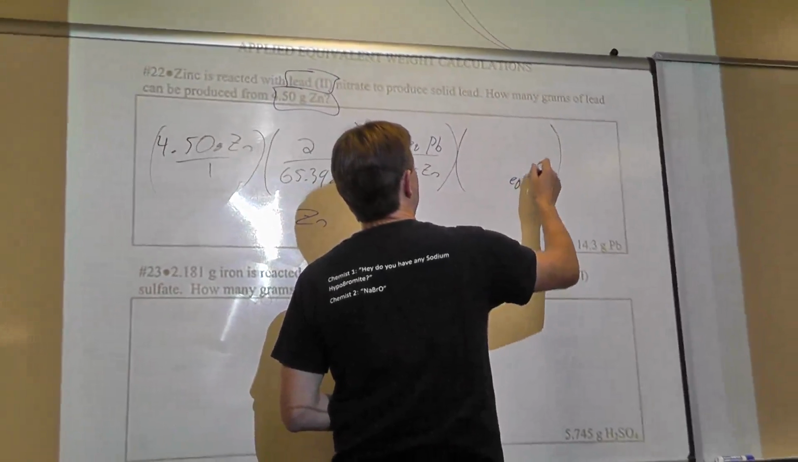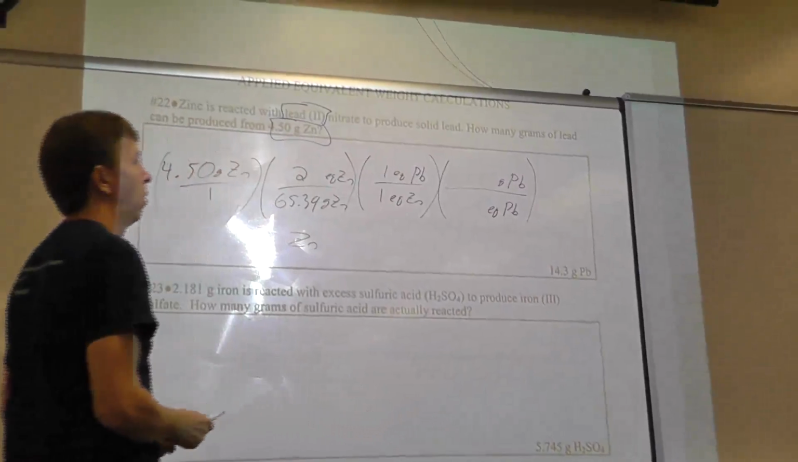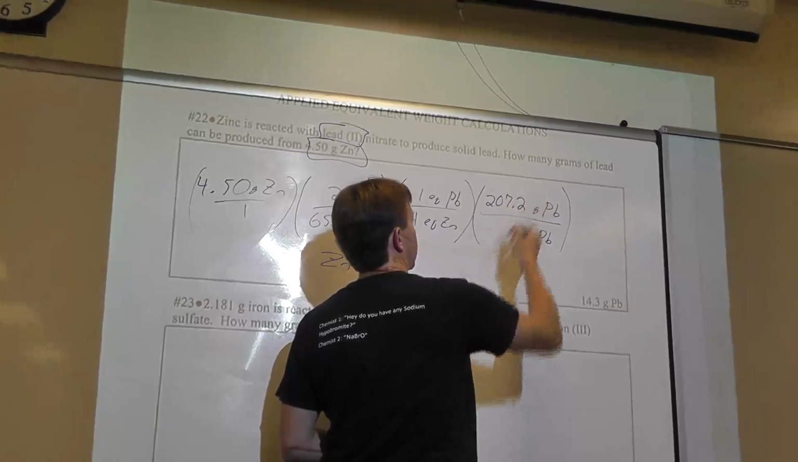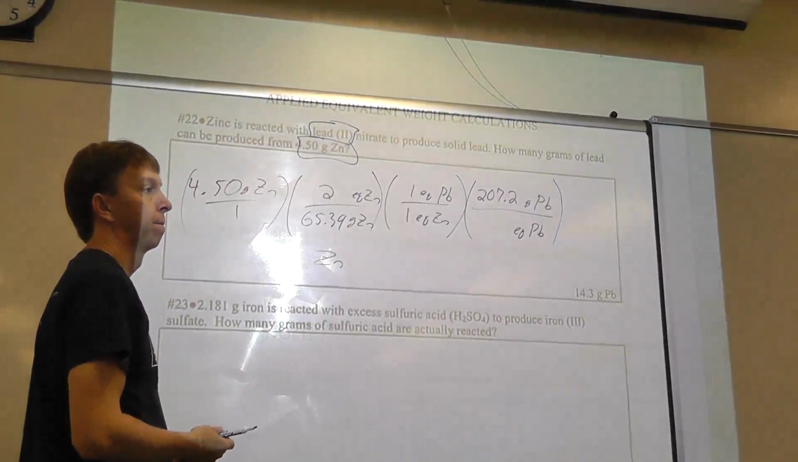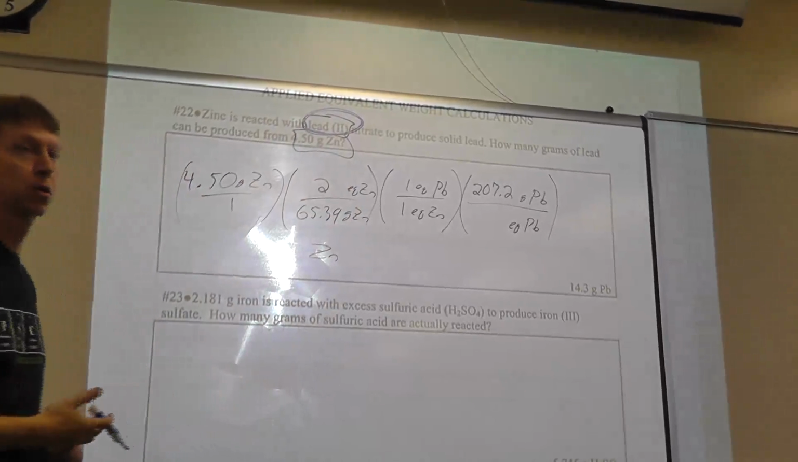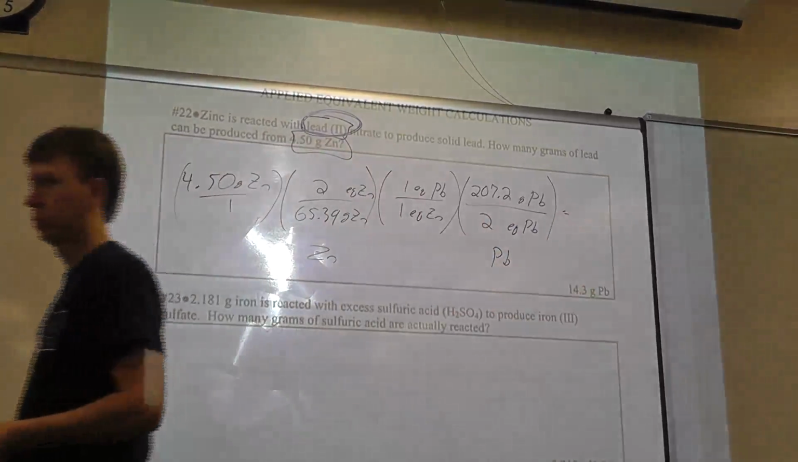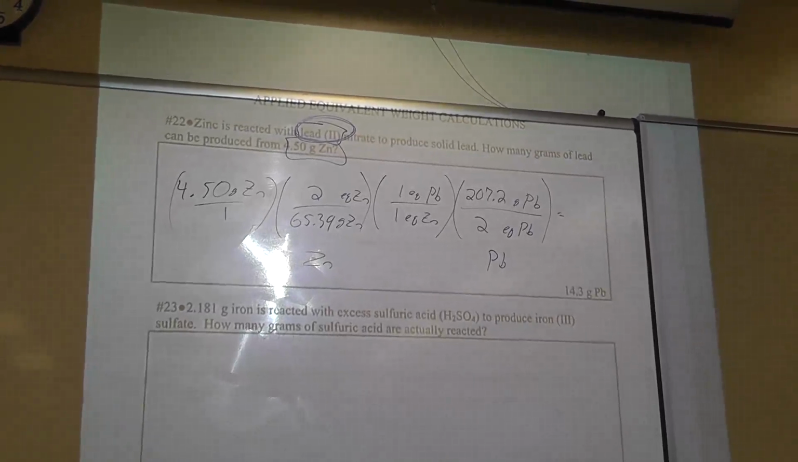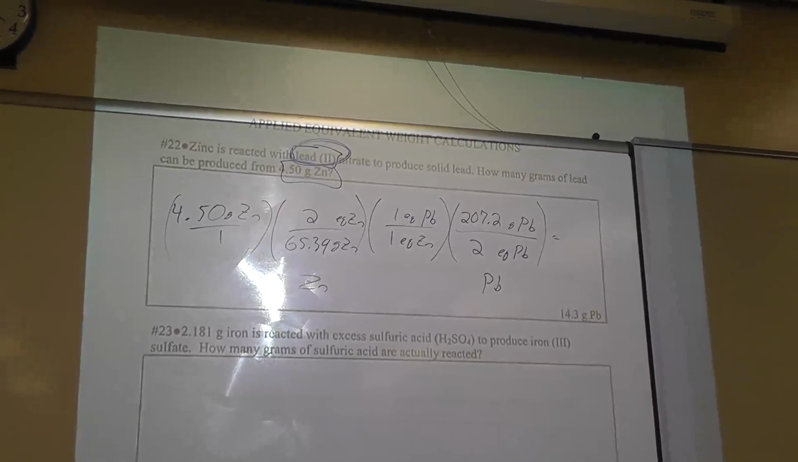And then we need to go from equivalents of lead to grams of lead. What does the periodic table tell you about lead? Its mass is 207.2. Now, the periodic table doesn't help you in terms of charge on that one, because lead has multiple possibilities, but the problem itself says lead 2, correct? Zinc is one of those metals that you know its charge never varies, and in the compound it has to be 2. But lead does vary.